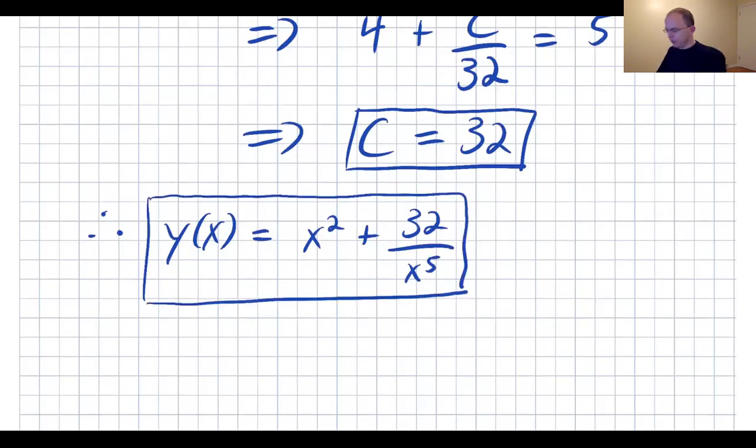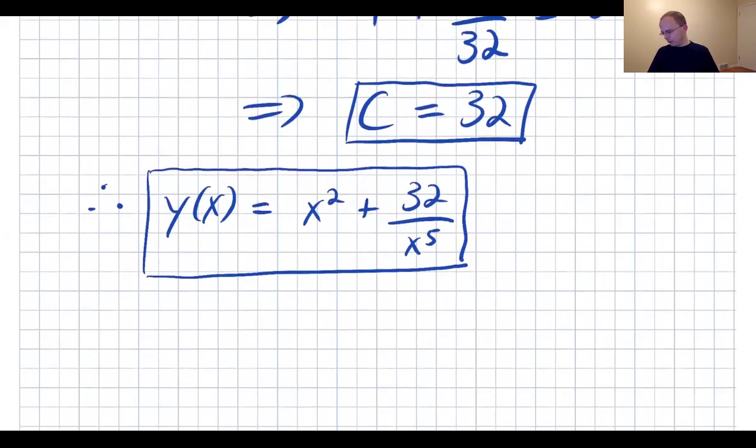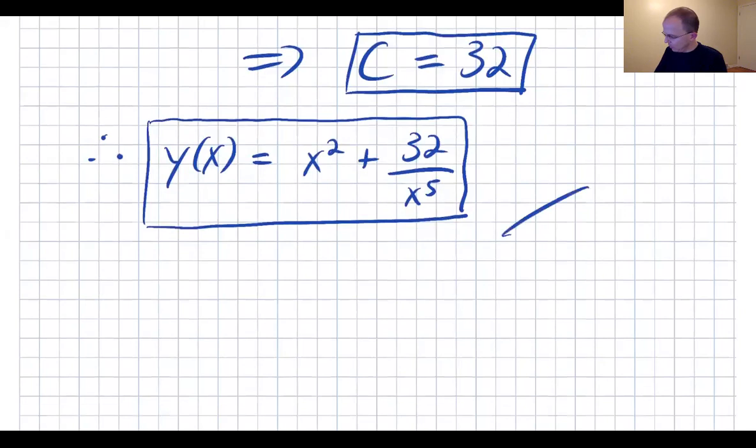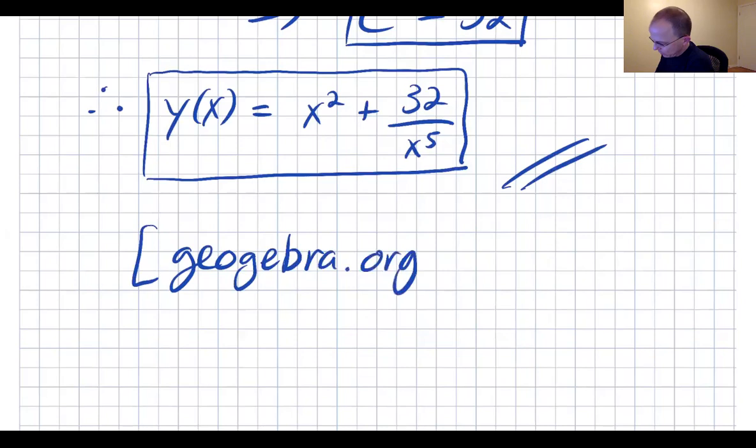All right, perfect. So there is our solution, and let's go ahead and head over to Geogebra and see how well Geogebra handles a first order linear differential equation. So we'll do a Geogebra demo right here.